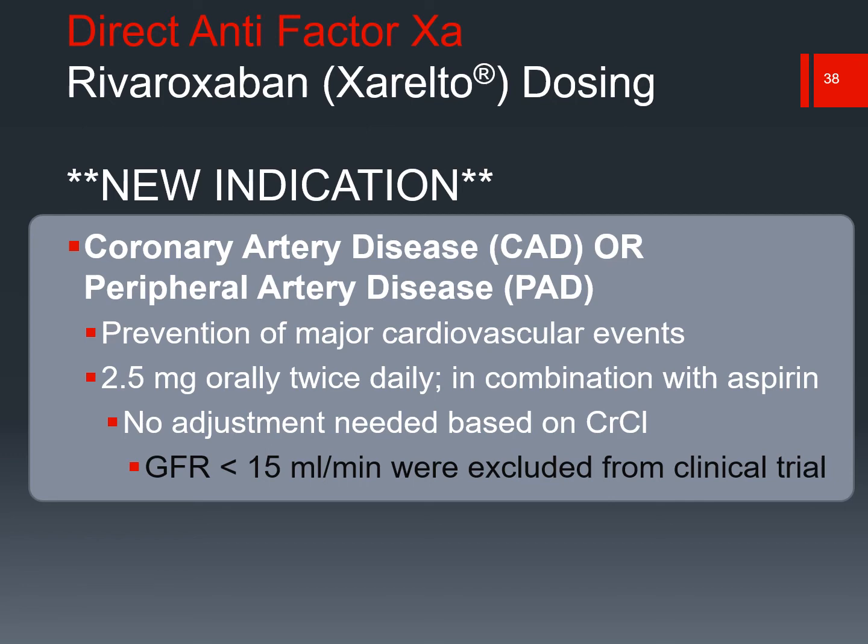Xarelto had a new indication added to its labeling recently for coronary artery disease or peripheral artery disease as dual antithrombotic therapy for the prevention of major cardiovascular events. Here you'll notice that the Xarelto dosing is much, much lower than previously indicated for other conditions, and it is given twice daily. This low twice daily dose must be given in combination with aspirin, dosed at 75 to 100 milligrams once daily. There is no adjustment needed in the labeling for renal clearance. However, it is important to note that the clinical trials did exclude patients with an eGFR less than 15 milliliters per minute.